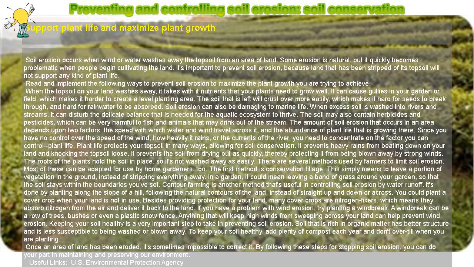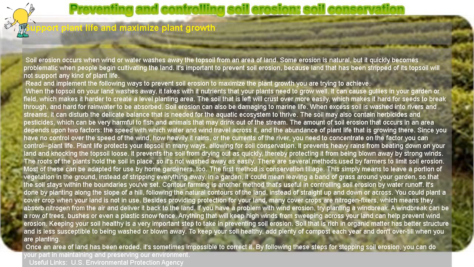There are several methods used by farmers to limit soil erosion. Most of these can be adapted for use by home gardeners, too. The first method is conservation tillage. This simply means to leave a portion of vegetation in the ground, instead of stripping everything away. In a garden, it could mean leaving a band of grass around your garden, so that the soil stays within the boundaries you've set.